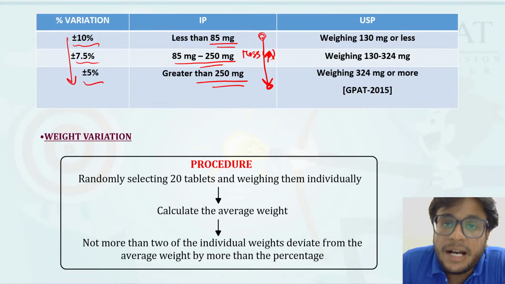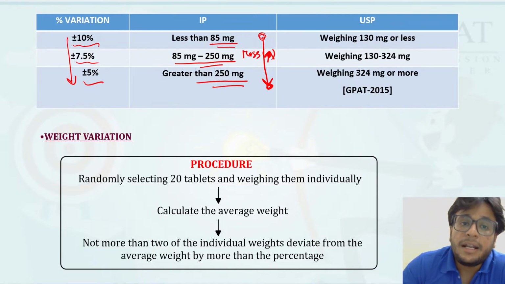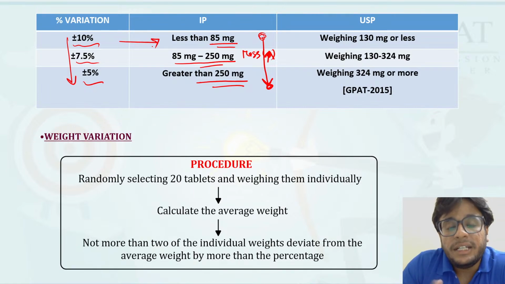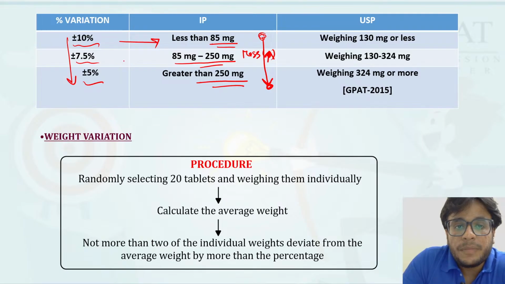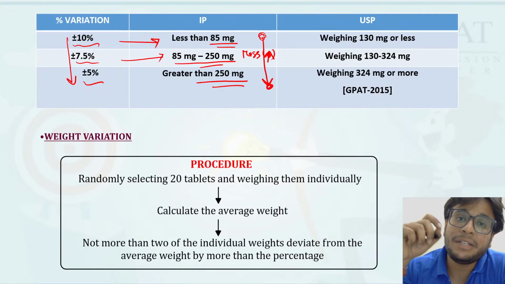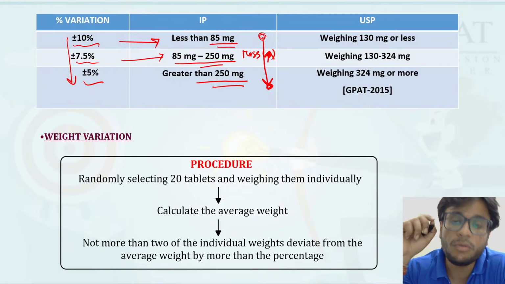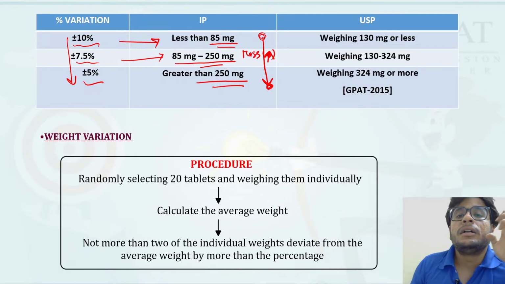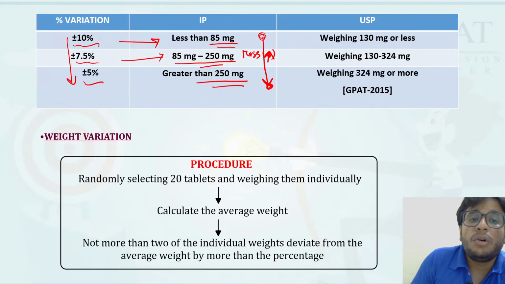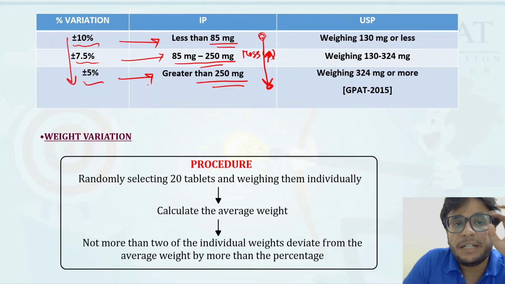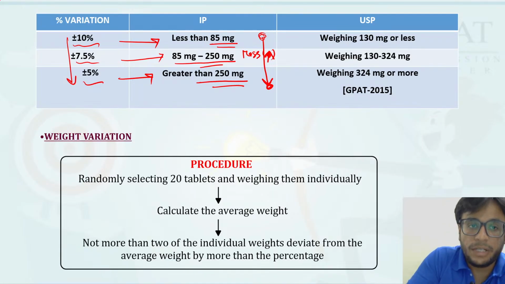As per the IP, they are mainly saying that plus or minus 10% friability is allowed for a tablet of less than 85 mg, plus or minus 7.5% is allowed for a tablet having its mass between 85 and 250 mg. But for a tablet having a much larger mass, above 250 mg, only plus or minus 5% of the weight variation or friability is allowed. Okay, as per IP.